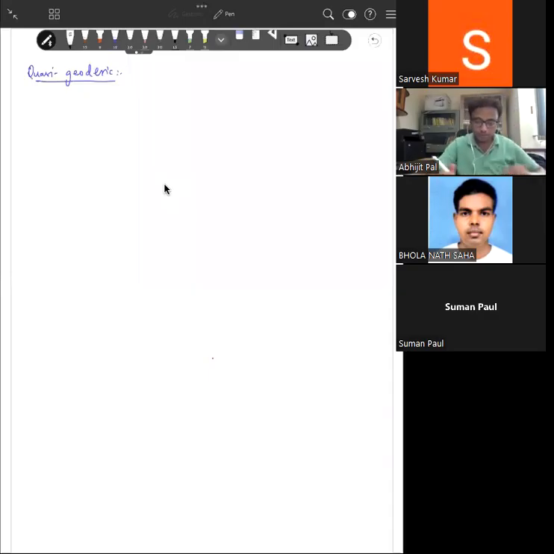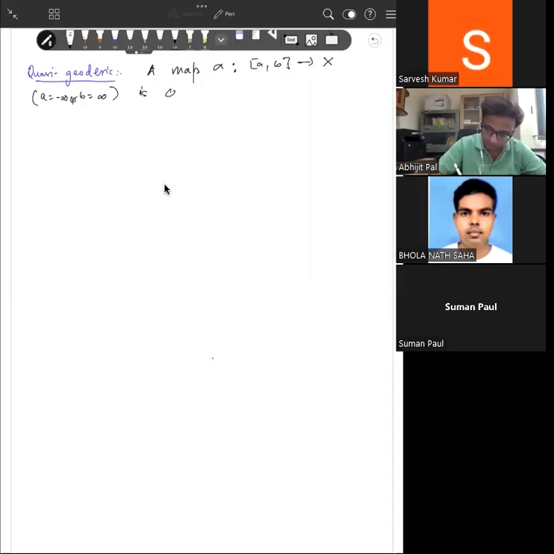A map alpha from a closed interval [a, b] to X, where a can be minus infinity and b can be infinity, so these possibilities are also there, and this alpha need not be a continuous map. This is called a (k, epsilon) quasi-geodesic, if alpha is just a (k, epsilon) quasi-isometric embedding.